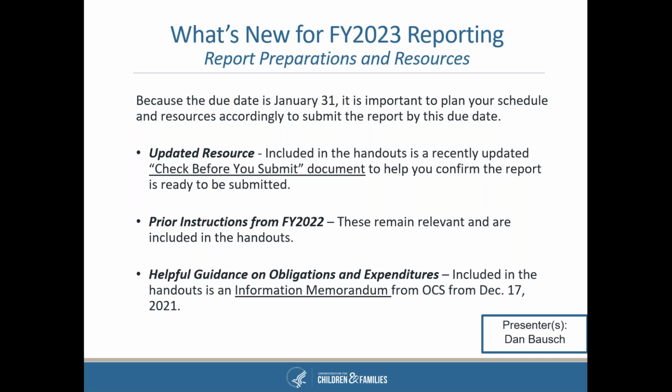We have the instructions that were issued with the action transmittal for last year's report. The instructions for this year's report will be similar and will be issued with the action transmittal in the next few weeks. And then we also wanted you to know that there's a really helpful information memorandum that OCS issued in 2021 that talks about obligations and expenditures and may help if you're trying to understand the distinction there or understand what you need to report on the Grantee Survey for obligations and how you identify what an obligation is. So that is also available.